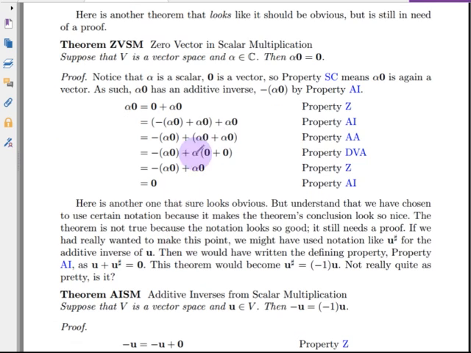Okay. On the other hand, if we have a scalar times the 0 vector, we will always get the 0 vector. You can read through this proof, a very, very similar type of argument.